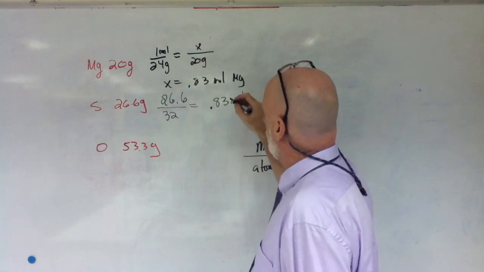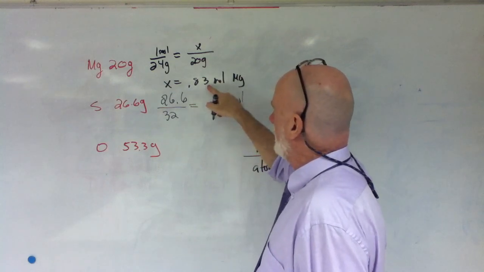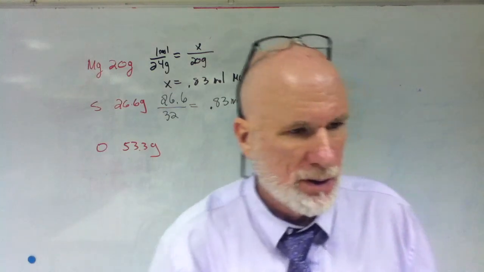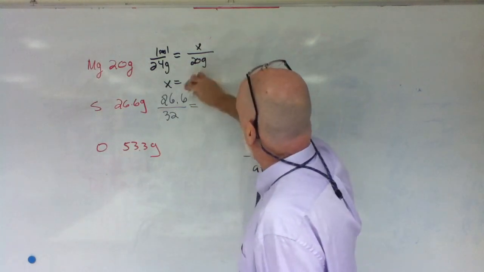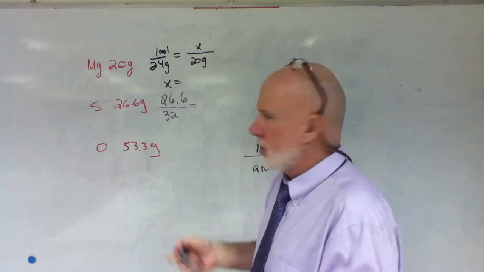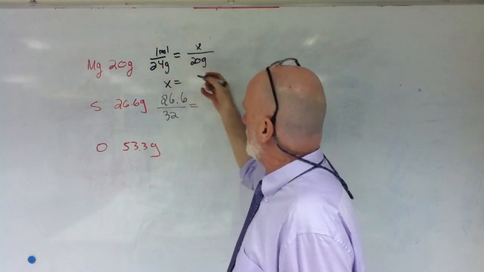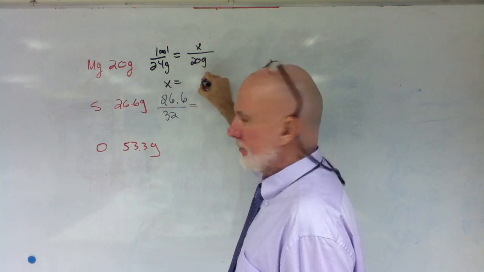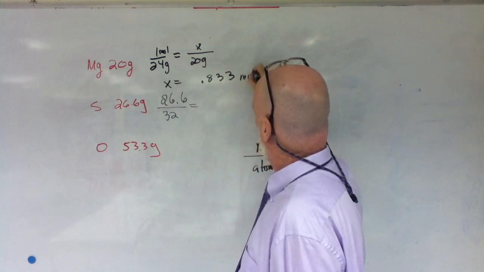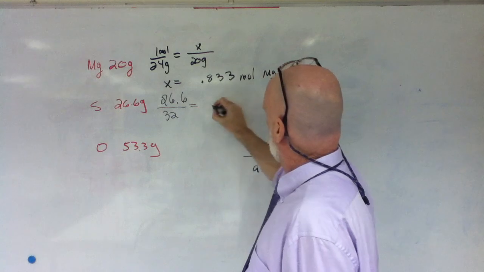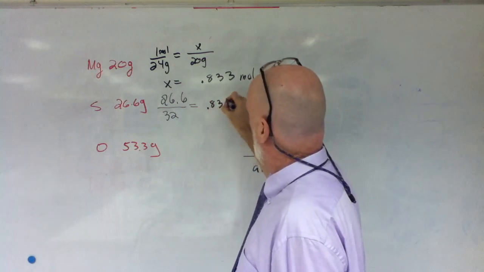Is that exactly 0.83 there? No, it's not. Let's do 3 decimal places, and I'm going to tell you why later. So what is 20 divided by 24? 0.833. Okay? Sulfur is 0.831, okay?